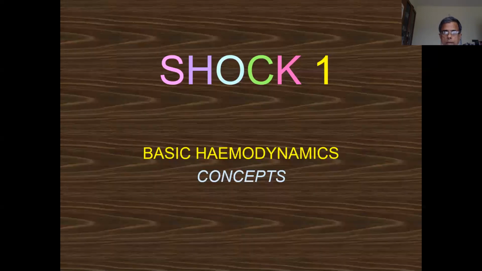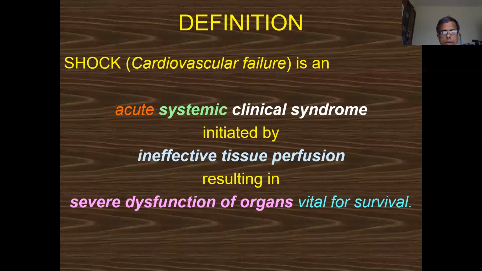Okay, so we'll go on to the basic hemodynamic concepts in shock. Now, the definition of shock is that it's an acute syndrome. There's nothing called chronic shock. It's systemic. It does not affect just one part of the body. An ischemic leg is not shock. Of course, it can become infected and cause shock, but by itself local organ ischemia is not shock. It's initiated by ineffective tissue perfusion and results in severe dysfunction of organs which are vital for survival. So that is what shock is.